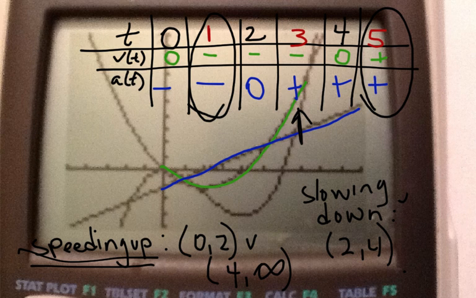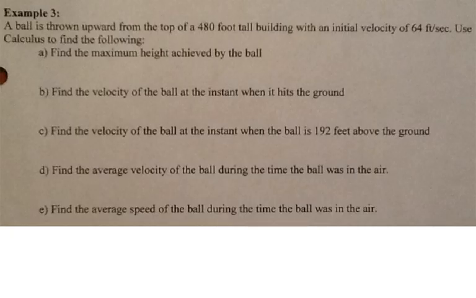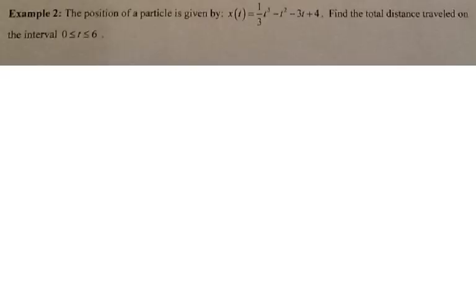Okay. Our next question. Oops, skipped too far. Example 2. We're starting with a new function now. The position of a particle is given by x of t equals 1/3 t cubed minus t squared minus 3t plus 4. Find the total distance traveled on the interval for times between 0 and 6, inclusive.